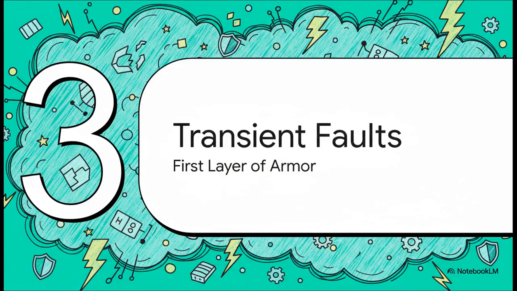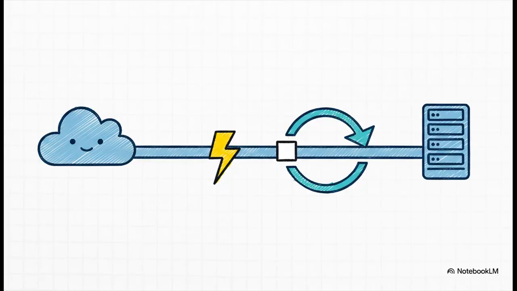All right, we've got our blueprint, we know the pieces, now it's time to put on that first layer of armor. We're going to start by tackling the most common enemy you'll face in the cloud, the transient fault. So what are transient faults? You can just think of them as temporary hiccups. They're these little self-correcting errors that are just a normal part of life in any massive distributed system like the cloud. A network connection might blip for a second, and then it's fine.